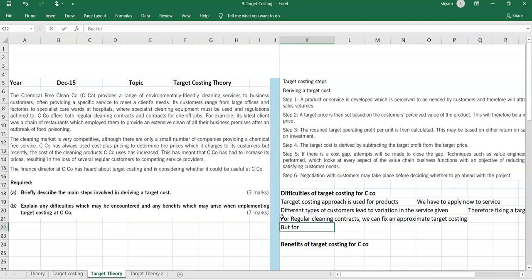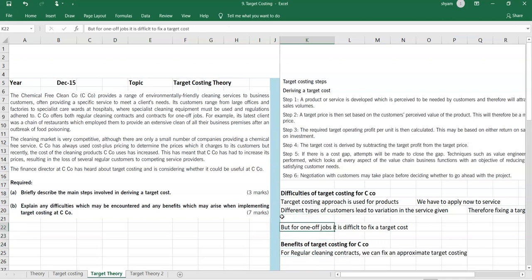But for one-off, what is one-off? One-off means only once we are going to do that job. For one-off jobs, it is difficult to fix a target cost. As we could fix a target for the regular cleaning contracts, at least that could be a benefit, but for one-off jobs we can't do it. So the target cost is again going to be a difficult task.